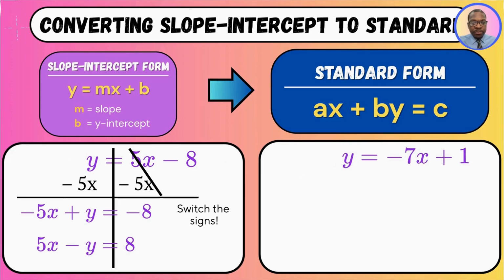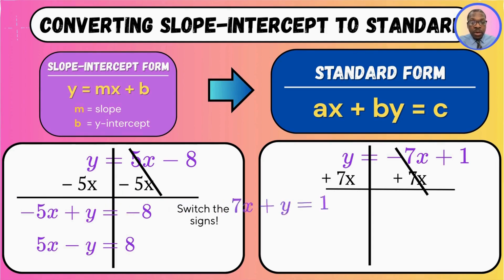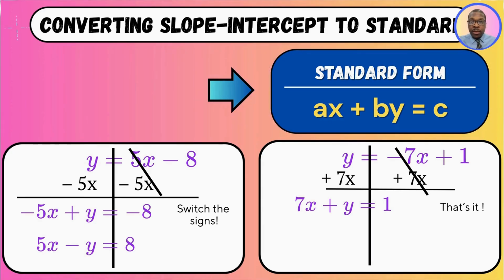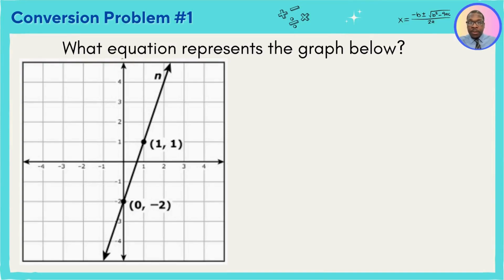Okay, let's try another one. Y equals negative 7x plus 1. Make our scales, make our scales. Let's get the x and y on the same side. Plus 7x, plus 7x. 7x plus y equals 1. And believe it or not, ladies and gentlemen, that problem, that's it. That's done.